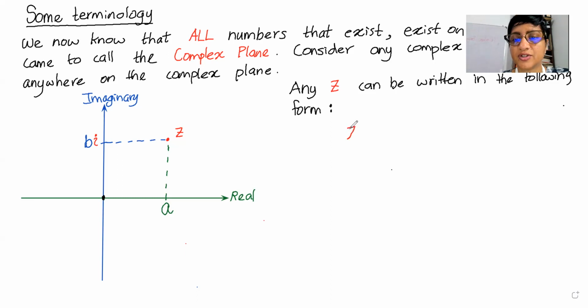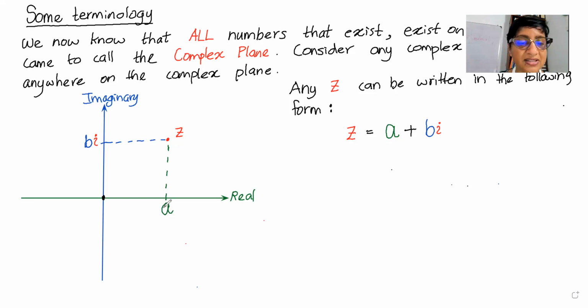Z is equal to A plus BI. Now you don't have to use this color coding that I'm using. You know that I like doing that. That's why I do it. If you have color pens, go ahead. But if you don't, it's fine. So A plus BI.